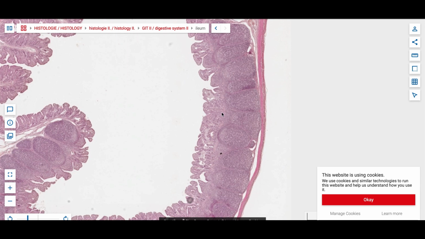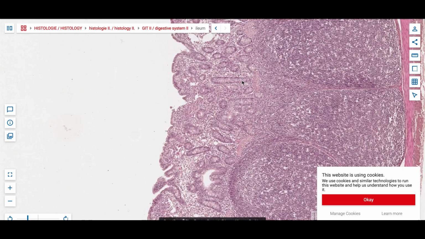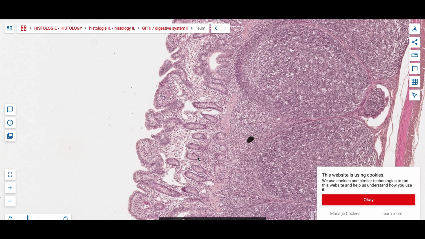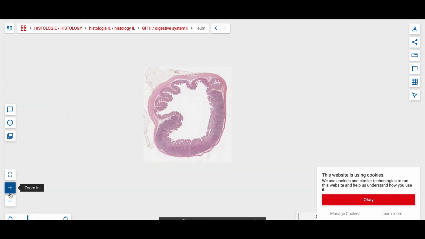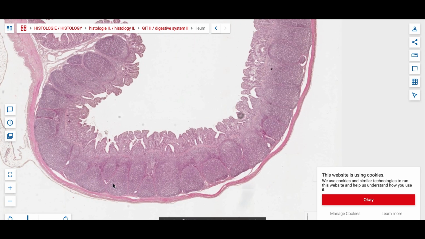You will also see crypts in the ileum. Same as in the jejunum, you might not see the Paneth cells too well, but you will also see crypts, and you know that they're going to have Paneth cells at the base. Now, the most important thing about the ileum is this. The ileum has extensive lymphatic infiltration.